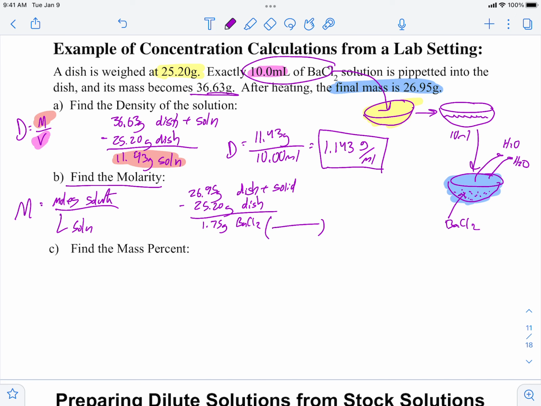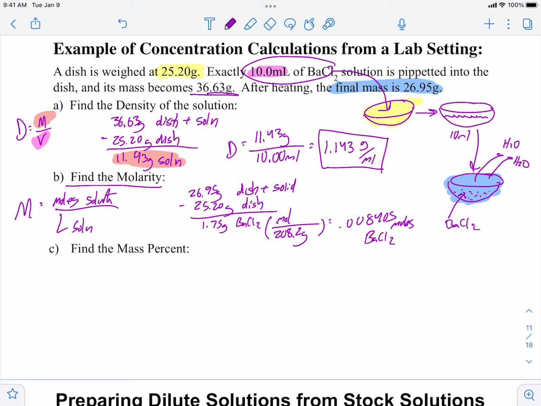So the molar mass of barium chloride, let's see, 137.3 plus 2 times 35.45. So it's 208.2 grams per mole. So that means we have 0.008405 moles of BaCl2.